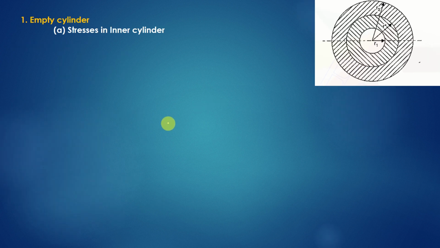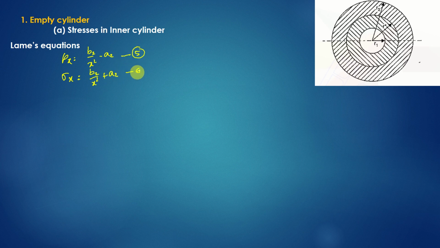Let us move to stresses in the inner cylinder. Again we have Lame's equations. Px is equal to b2 by x square minus a2, and sigma x is b2 by x square plus a2, and the equations are equation 5 and equation 6, right?